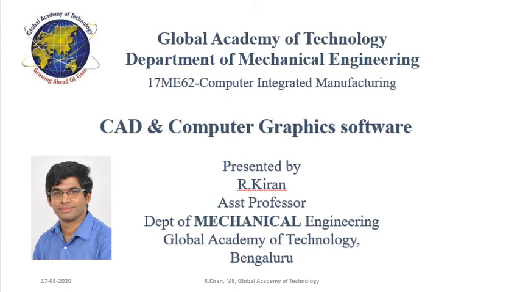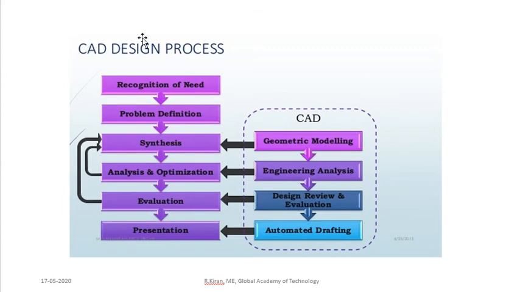This is the continuation of lecture 1, where we had discussed CAD and computer graphics software. In the previous lecture, we discussed the conventional design process and the different steps involved in it. The first one is the recognition of the need, where we find out what exactly is the need for designing that particular product.